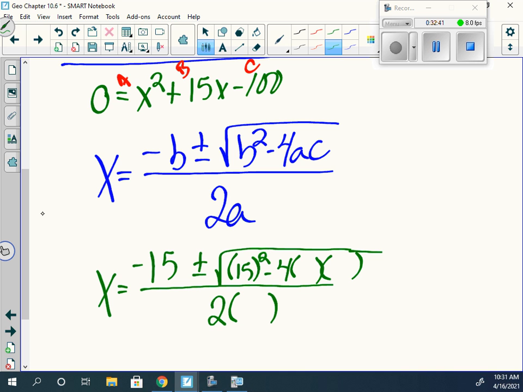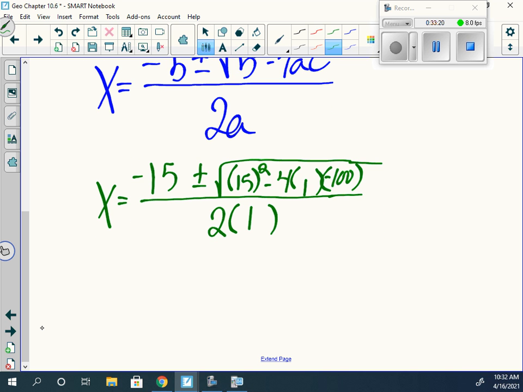Now A, because that's the next letter we come across, well, A is the number in front of x squared. Well, what is the number in front of x squared? 1. There's not 1 written, so it's understood to be 1. And C is negative 100. And we take the signs with them, but it worked out that A and B, 1 and 15, were both positive, so we just took them as positive numbers.